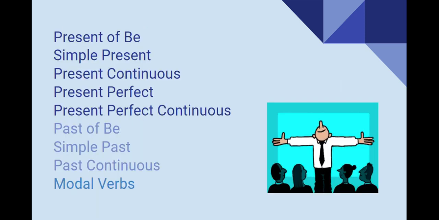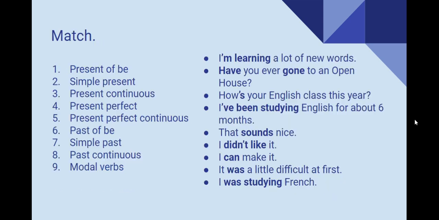So today we're going to review the present of verb to be, simple present, present continuous, also called present progressive, present perfect continuous, past of verb to be, simple past, past continuous, and of course, modal verbs. Let's begin. I want you to please match the tenses that I have here from present of verb to be to modal verbs to the sentences I have here. For example, let's find one sentence that has the present of verb to be.